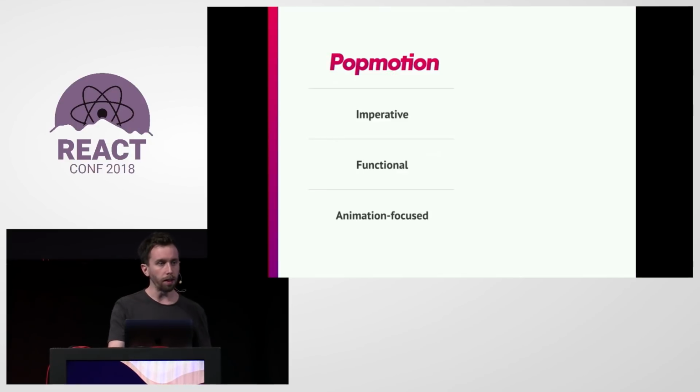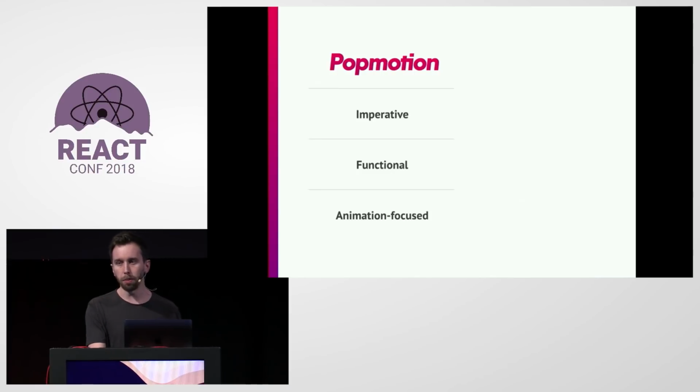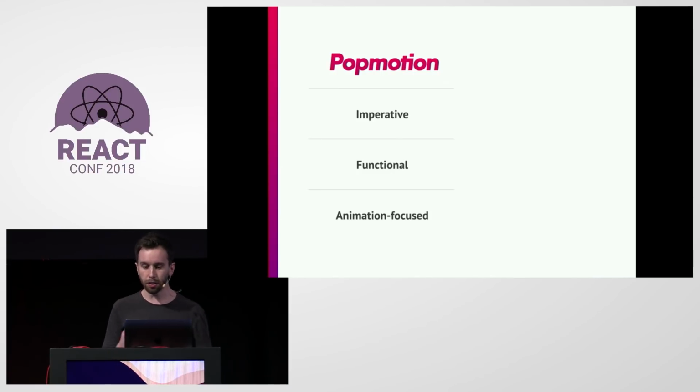I started with the Pop Motion animation library. It's kind of a traditional animation library with the ability to constantly track velocity and pass that between input tracking and other animations to create natural feeling animations that the user feels like they've had some input to.